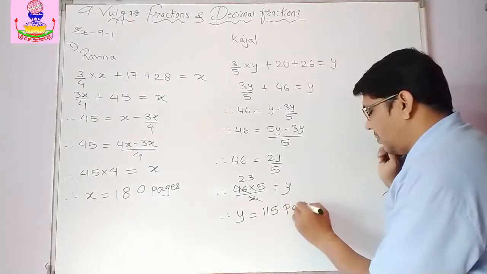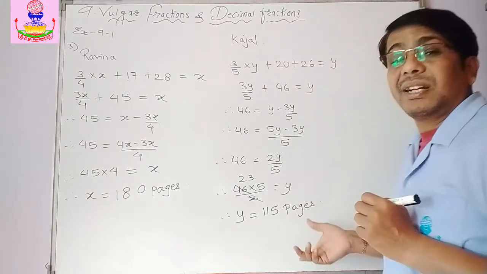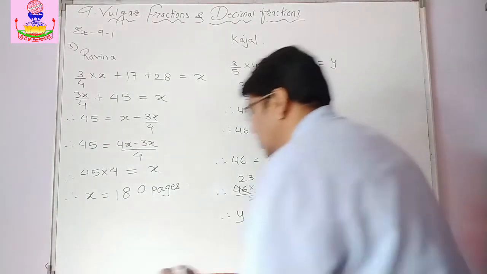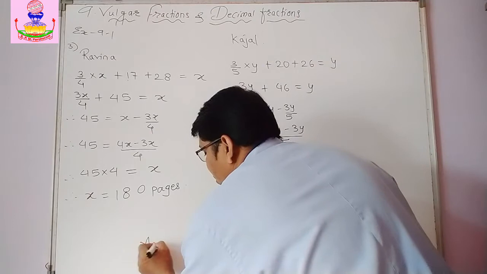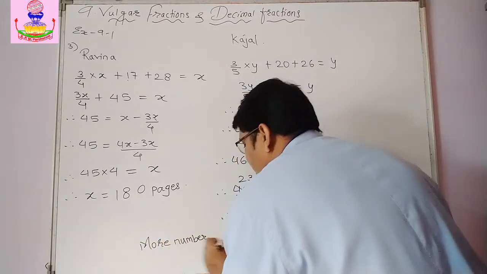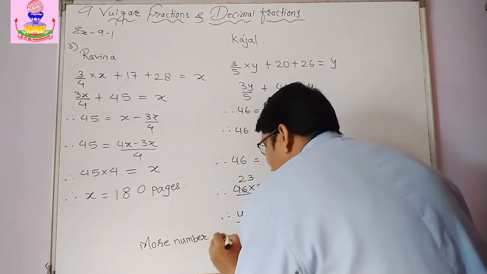Kajal read 115 pages. Kajal's book has actually 115 pages total. Now who has more number of pages? Definitely Ravina has, that's what they have said.